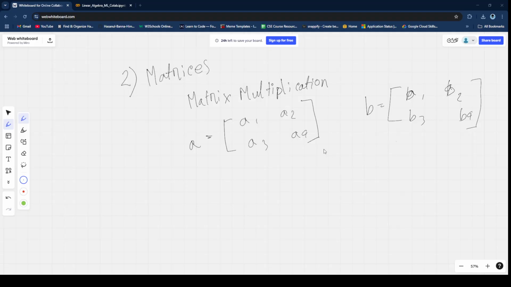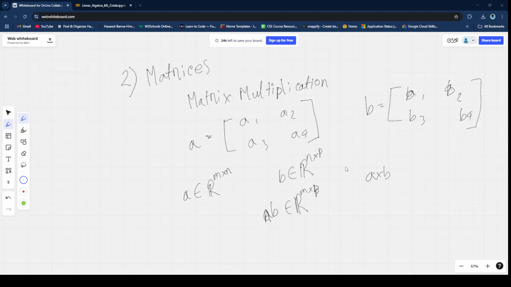Now if I want to write this, let's say a is a real-number matrix with dimensions m by n, and b is a real-number matrix with dimensions n by p. If I multiply the a and b matrices, the result will be m by p. I can have various dimensions of matrices, right? So when I'm doing this, the number of columns of a and the number of rows of b must be the same.